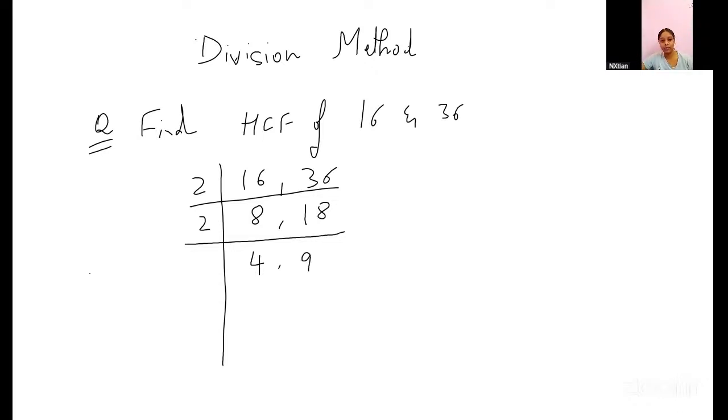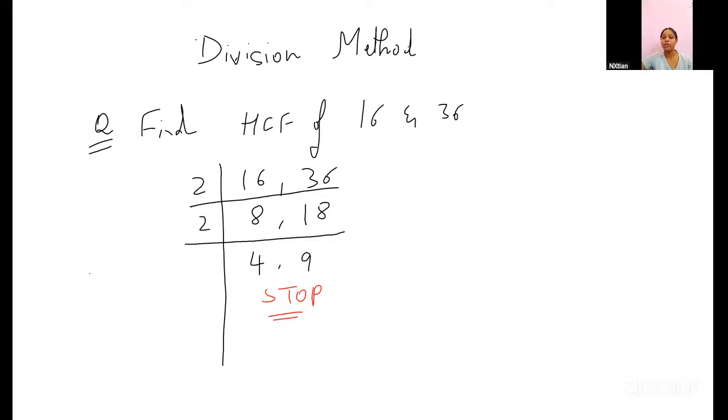Okay, now I have two numbers that are not both coming in the table of 2. 4 is coming, 9 is not coming. What we do is we stop here. Okay, why? Because both numbers are not divisible by the same number 2.